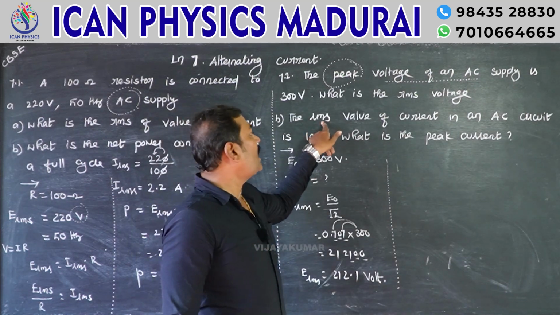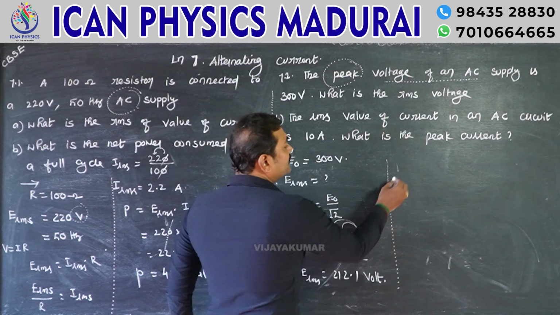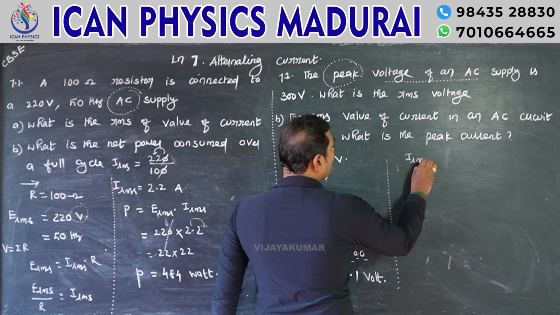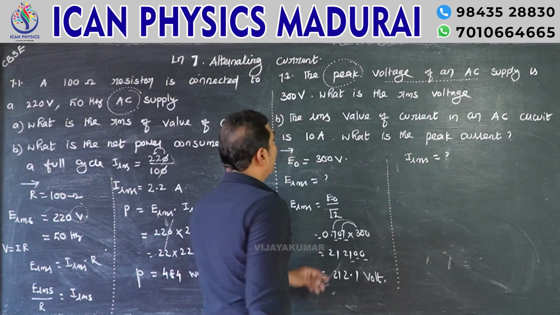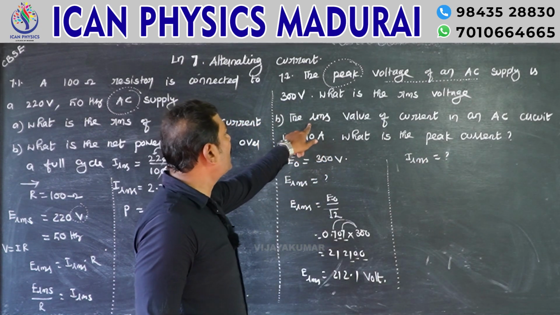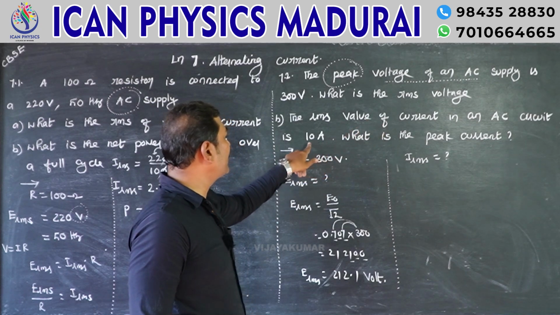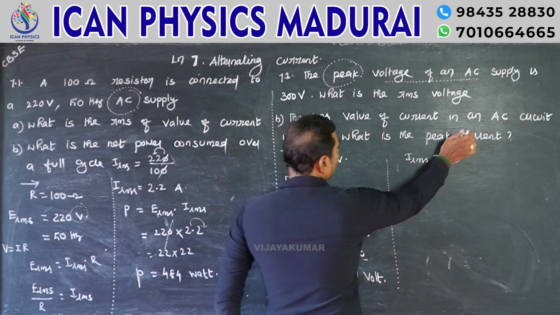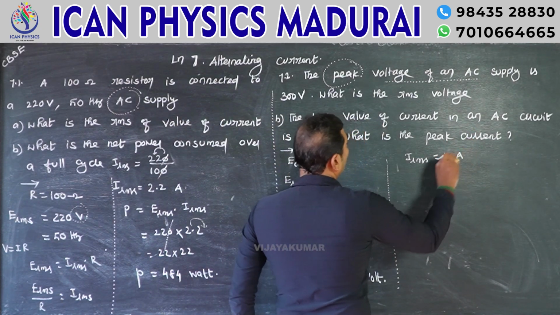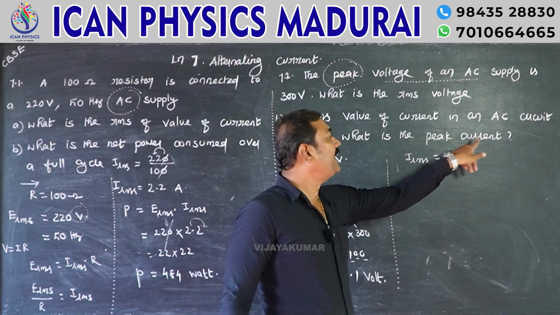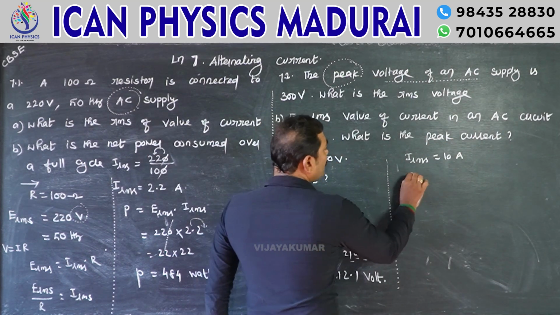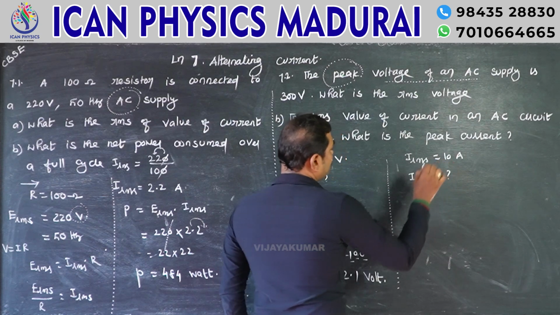So what is the RMS value of current? I am going to calculate the IRMS. The RMS value of current in the AC circuit is 10 ampere. What is the peak current? So what is the value of I0?